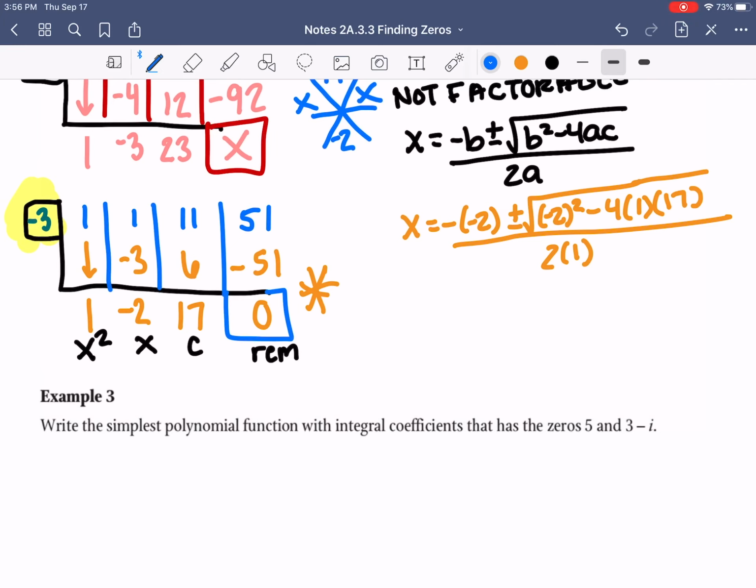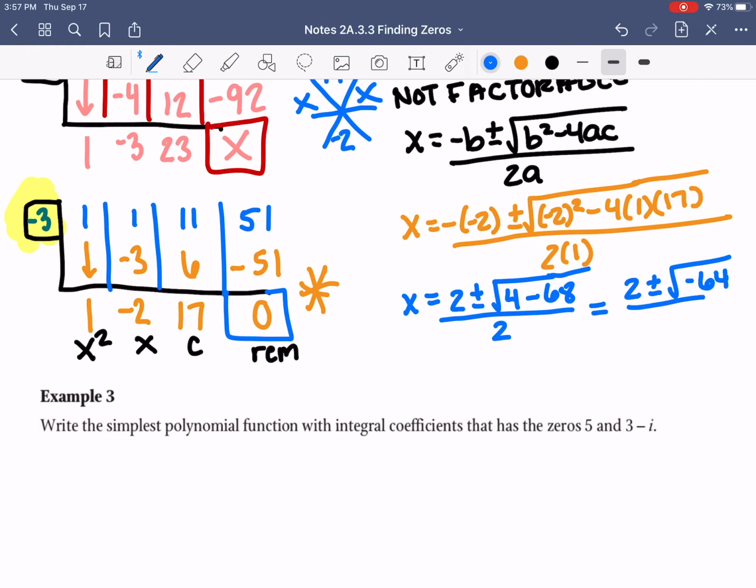All right, I might run out of room, so I get x equals negative 2, subtract a negative 2, that's positive, plus or minus the square root. Negative 2 squared is positive 4, and then you multiply negative 4 times 1 times 17. Negative 4 times 1 is negative 4. Negative 4 times 17 is negative 68, all over 2. So underneath my radical, if I do 4 minus 68, I get negative 64.